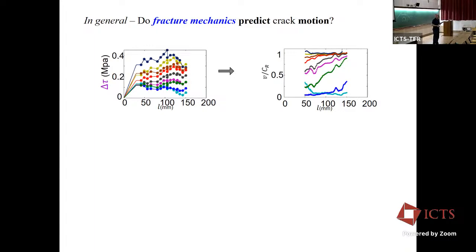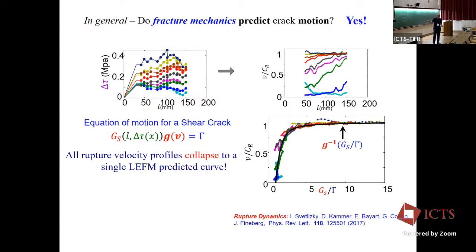But remember, we have our equation of motion, and our equation of motion should be able to predict each one of these things using, again, energy balance: the energy flowing into the crack tip equals the dissipation. And all of these collapse to this single universal function, or one over the inverse of the universal function that I showed here. So fracture mechanics not only predicts when things will stop, but when they're moving, it does a phenomenal job of predicting their dynamics. Whether it's going to be a slow or really fast crack, they all sit on the same curve.